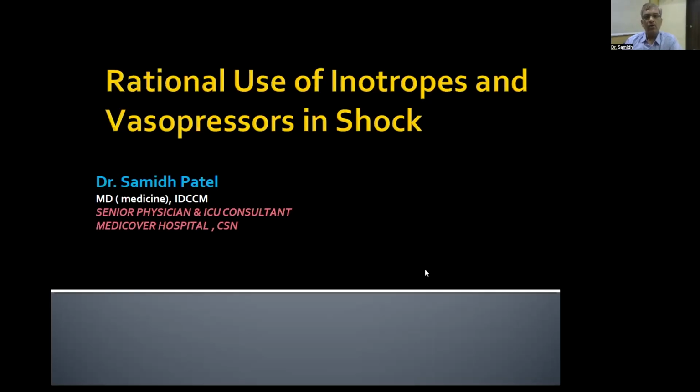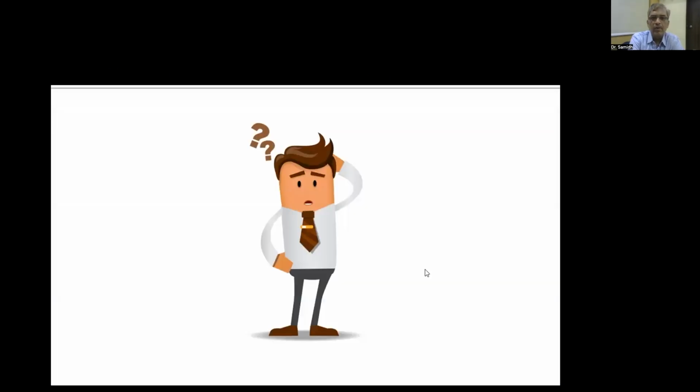So I'm going to talk about the rational use of inotropes and vasopressors in shock. As we know, shock is a common presentation in the ICU, and there are a lot of vasoactive agents available to treat it. So it's quite possible that we may get confused about which drug should be used in which condition. So let me try to simplify this and hope it will help in our clinical practice.